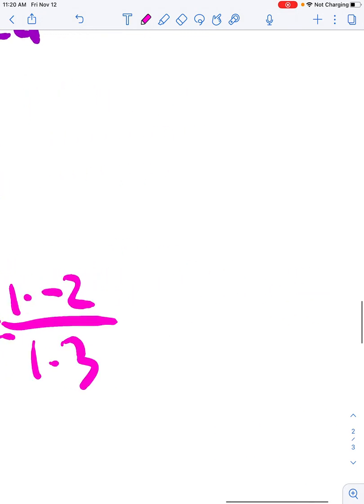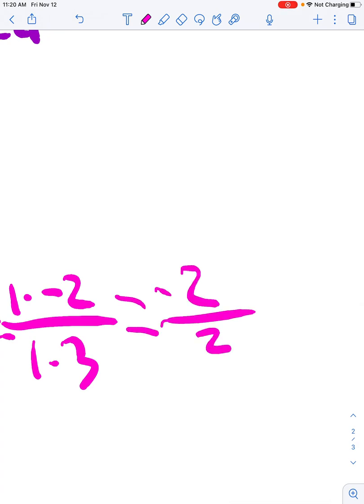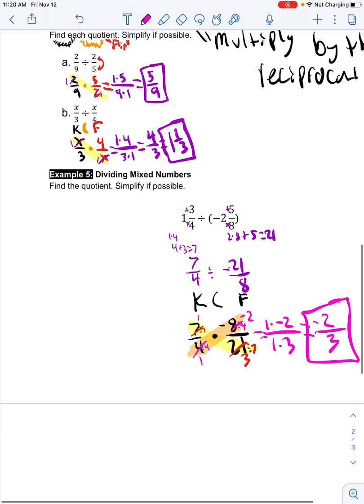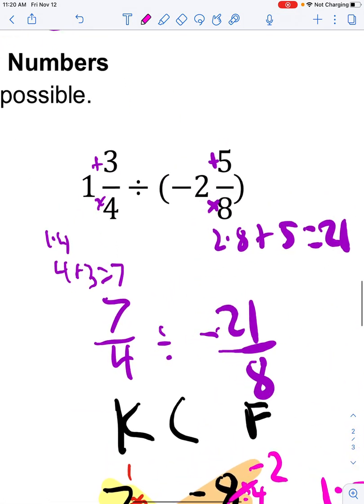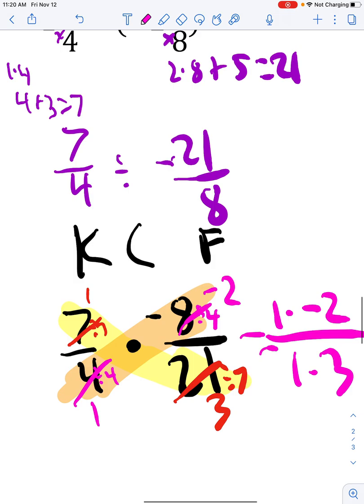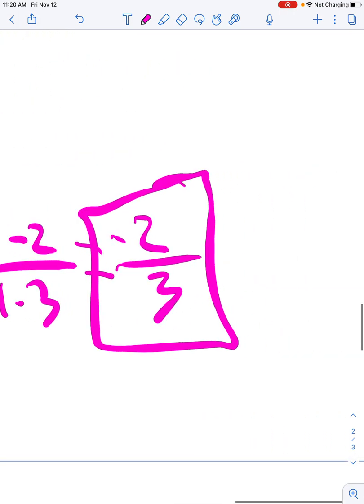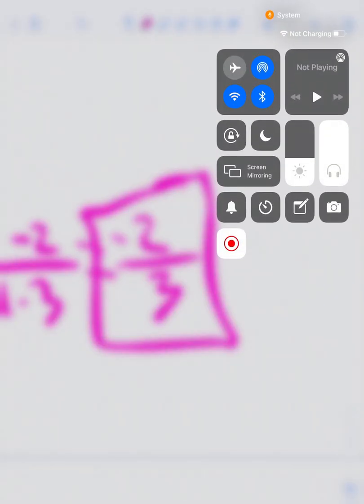So when we go to multiply, it's much easier with these small numbers. 1 times negative 2 is negative 2, 1 times 3 is 3. So turn them into improper fractions first, then multiply by the reciprocal, which we remember as keep, change, flip. Look diagonally to simplify, and you get your final answer.